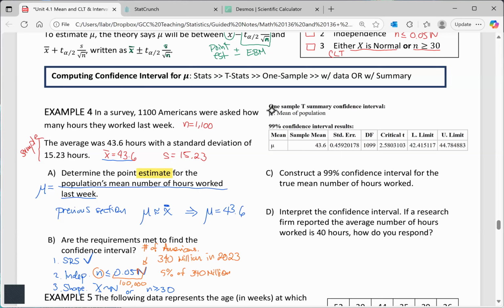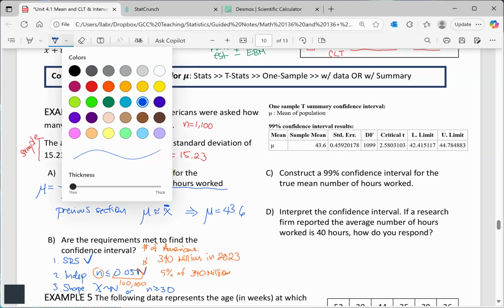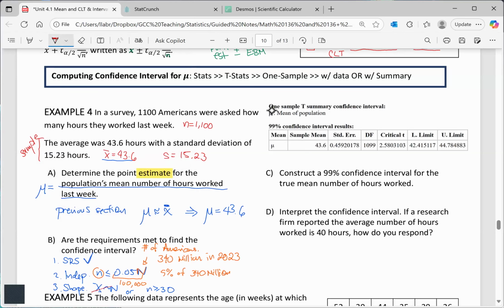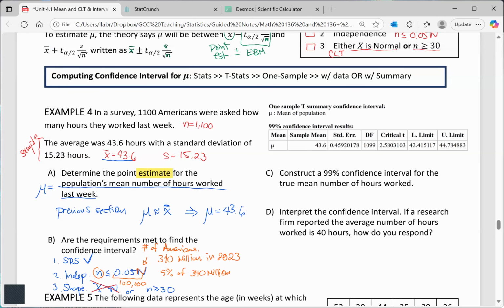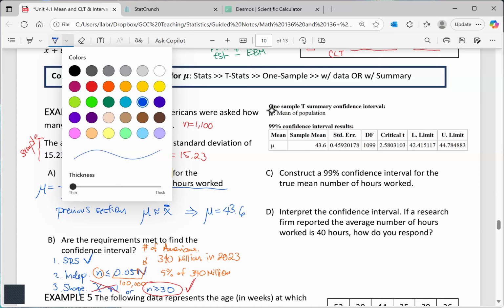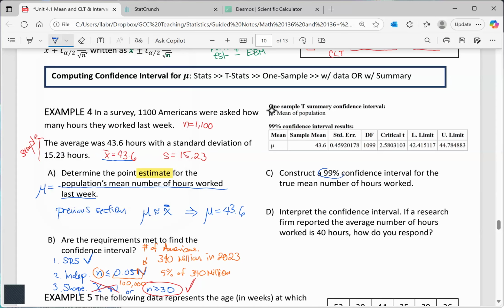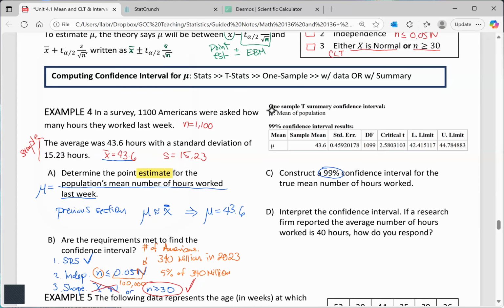So for this example, I do not know that the random variable, which is the number of hours worked, is actually normal. So we need to go ahead and ask the second one. Is my sample size bigger than 30? And the answer there is yes. All right, so we've satisfied all the three requirements. That means that we can now go ahead and construct the 95%, sorry, not 95, 99%. So now they're saying go ahead and create a 99% confidence interval for the true mean number of hours worked.